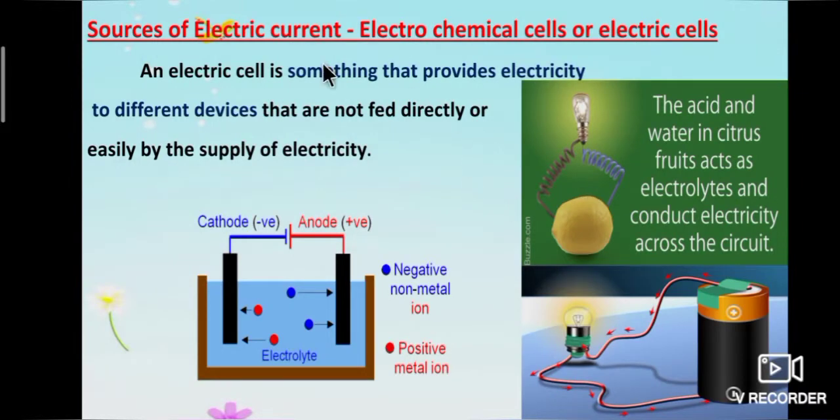Now we will learn about sources of electric current, that is, electrochemical cells or electric cells. From an electrochemical cell we can generate electricity. A chemical reaction takes place inside the cell which produces charge in the cell. That is, an electric cell is something that provides electricity to different devices that are not fed directly or easily by the supply of electricity.